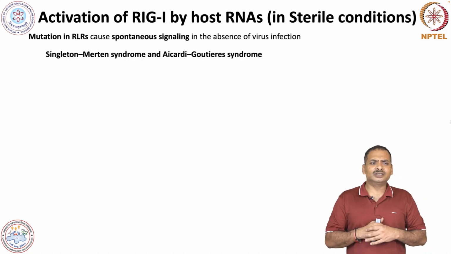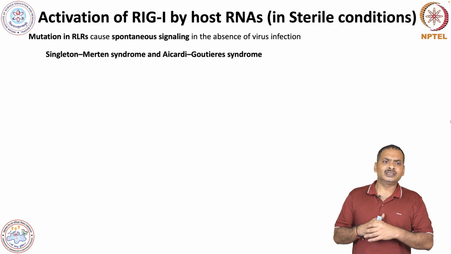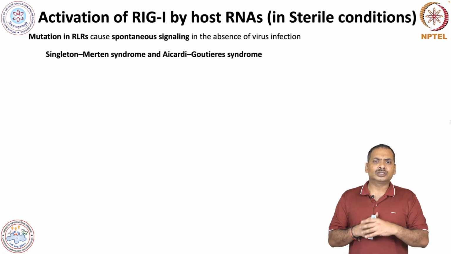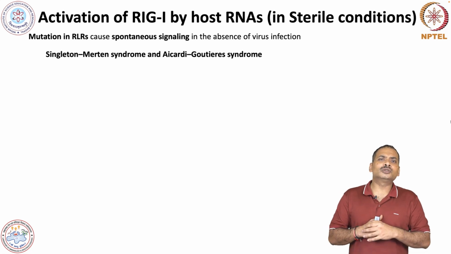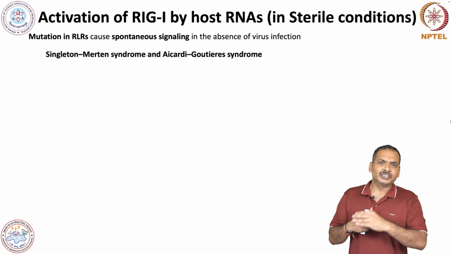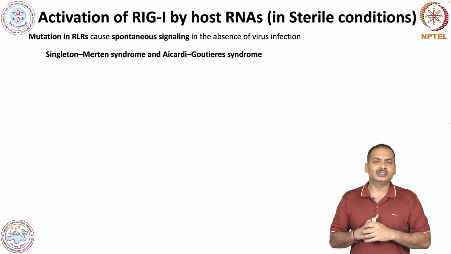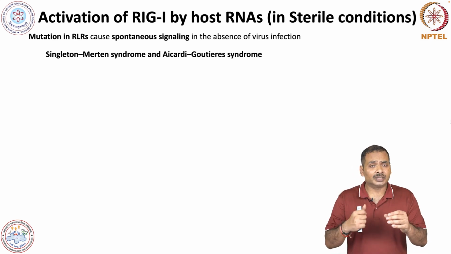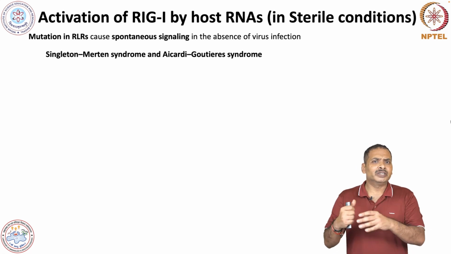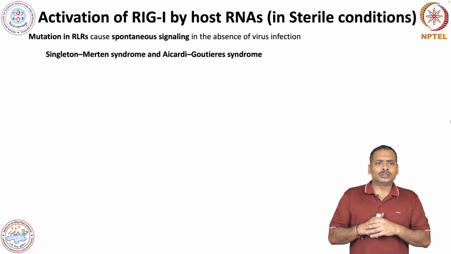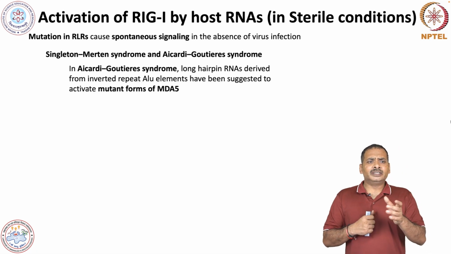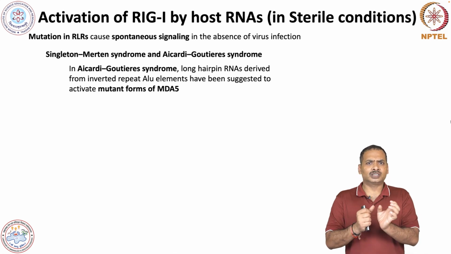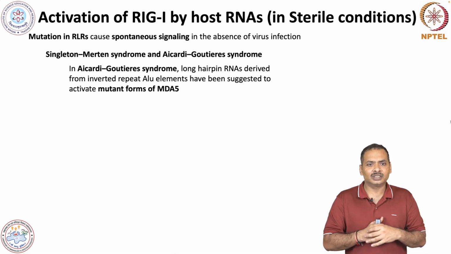So there are two diseases, which are known as Singleton-Merten syndrome and Aicardi-Goutières syndrome. In these individuals there is a mutation in a member of the RLR pathway, sorry, the RIG-I or MDA5 sensors. In the case of Aicardi syndrome, I am saying it for convenience because the long name is a little complicated.